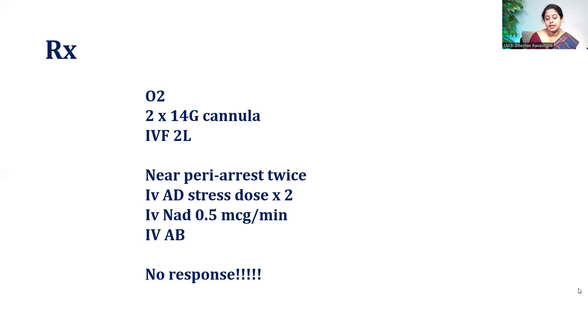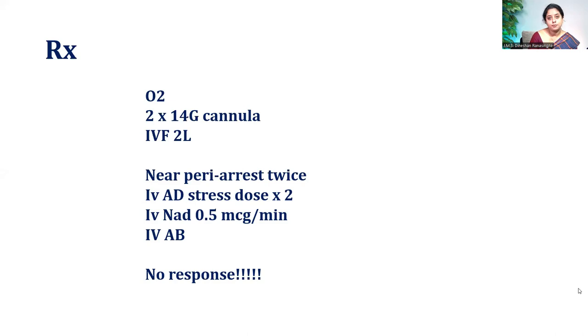So I mentioned that in the primary survey, assessment and management happen at the same time. So we applied oxygen, inserted two large bore cannulae and gave 2 liters of fluid. Unfortunately, the patient went into a near peri-arrest condition twice. So we had to give adrenaline stress doses and started a noradrenaline infusion. And although the patient did not have a significant history of infection, empirically we started IV antibiotics. But unfortunately, there was a very minimal response to this management.